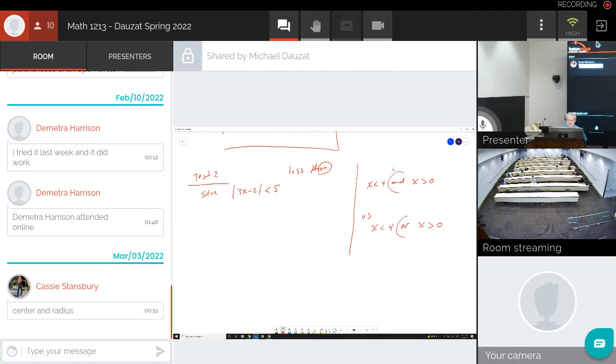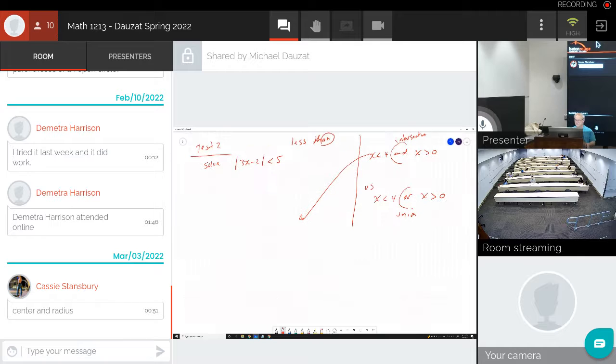And means intersection. Or means union. So using the words and or or tells you whether you're looking for an intersection or the union of anything that's shaded. So if you look at the first one, let me go ahead and do that here. x is less than 4 and x is greater than 0.